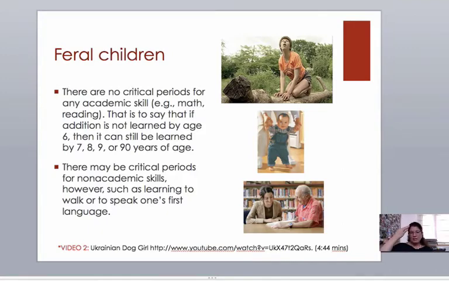We know that there's no critical period for learning something like math or for reading or for writing, but there may be a critical period for speaking your very first language. To illustrate that, I'd like to show you a quick video of a girl who was brought up by dogs, so you can get a sense of where her language abilities are after having spent almost 6 years only in the company of animals.